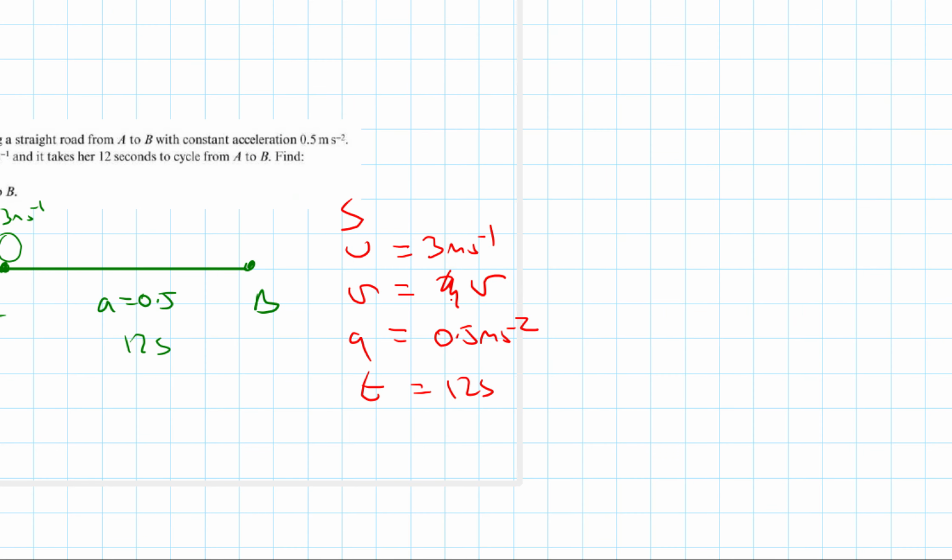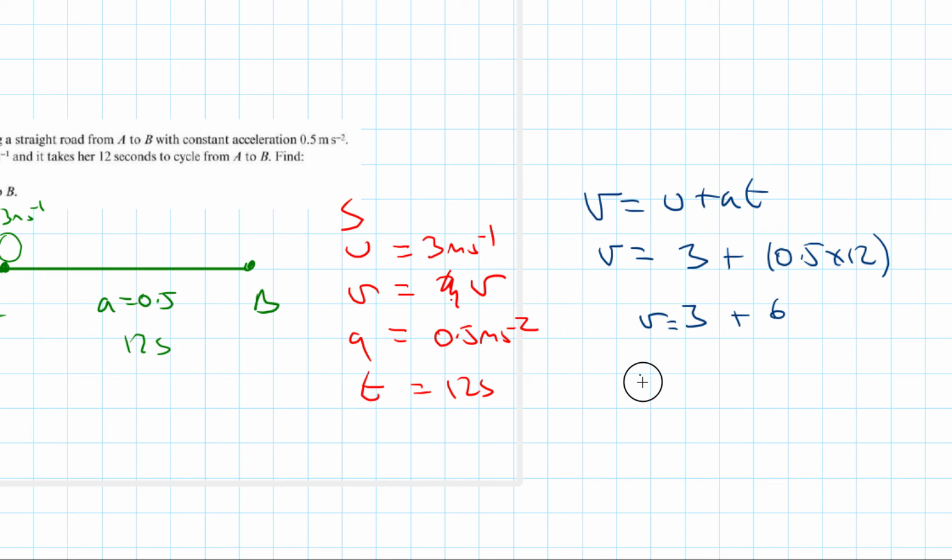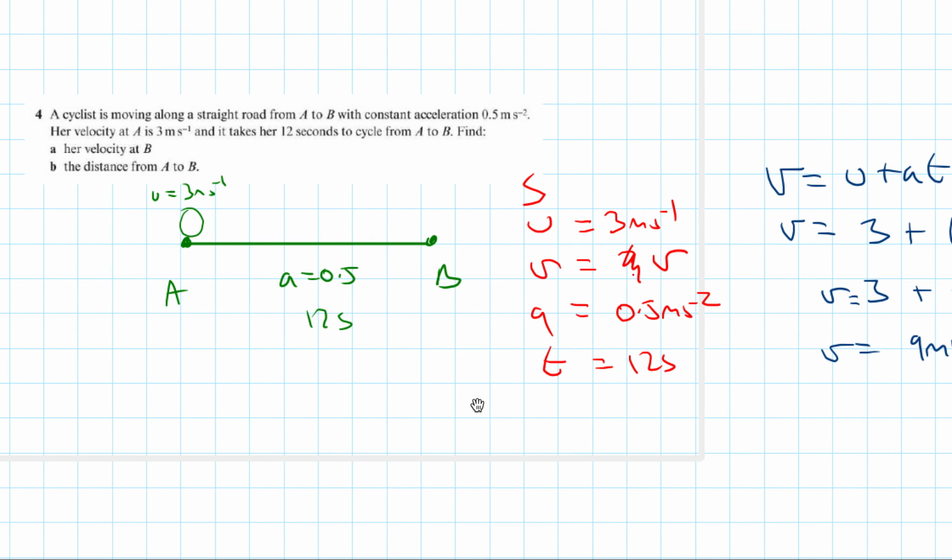So we're going to plug our numbers, so we've got v equals u plus at. We don't need to rearrange because we've already got v as our subject, so we say u is 3 plus 0.5 times 12, so it's 3 plus 6 is equal to v, so v is equal to 9 meters per second. So that gives us our answer for part A.